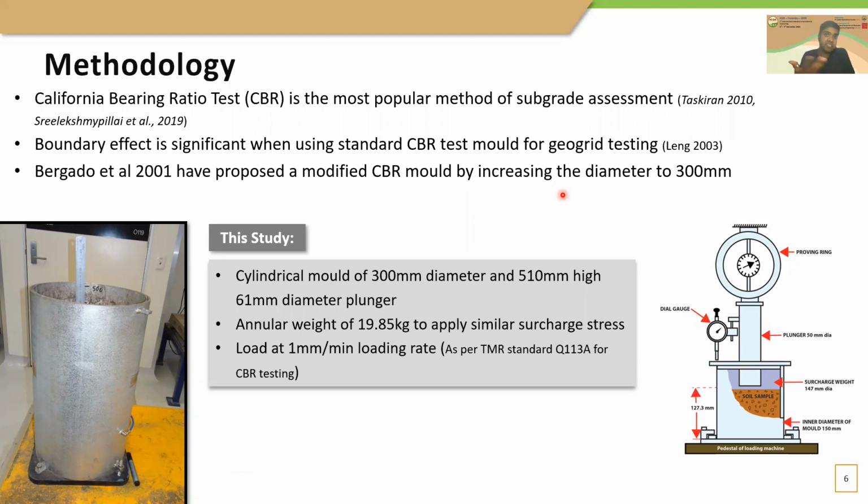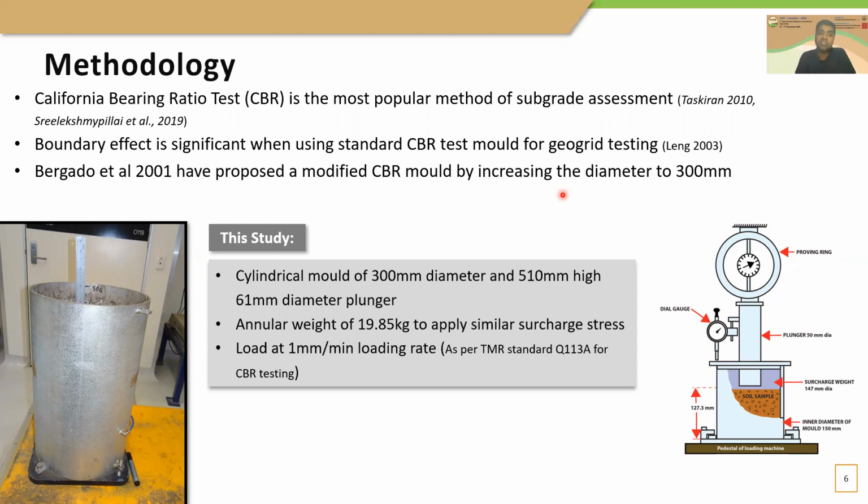But a lot of researchers have used the standard CBR test to assess geogrid reinforcement and found that although you see an improvement, it might not be the real effect because of the significant impact from the boundary condition. That's why Bergado et al. proposed a modified CBR mould by increasing the diameter of the CBR mould from 150 to 300 millimeter.